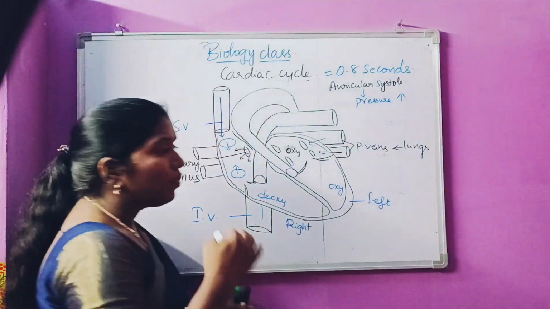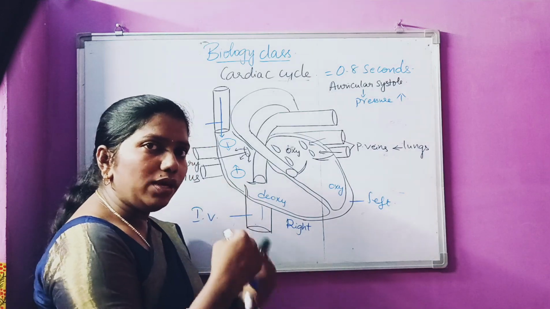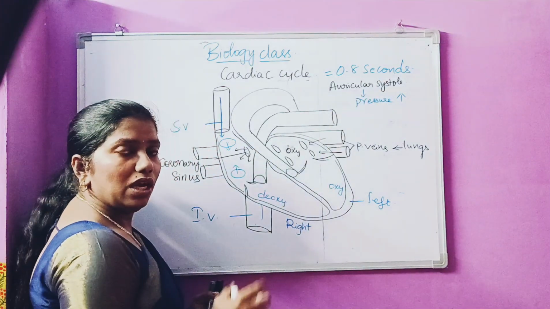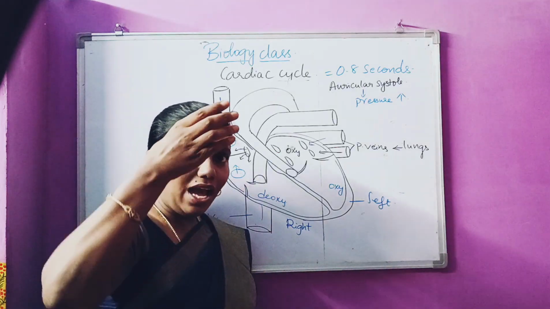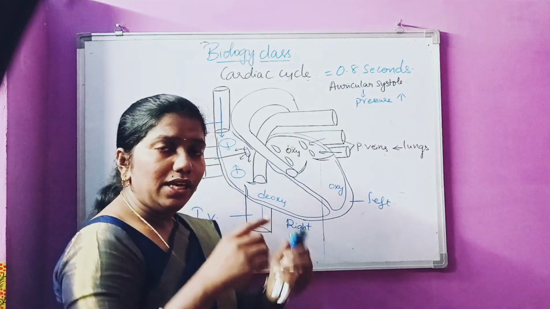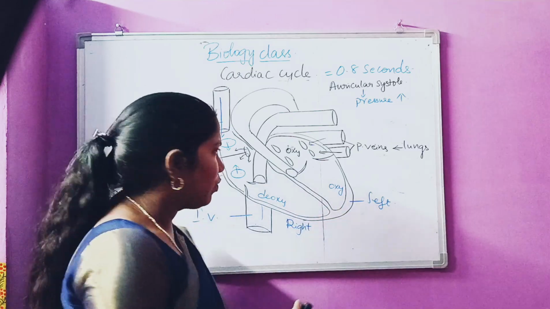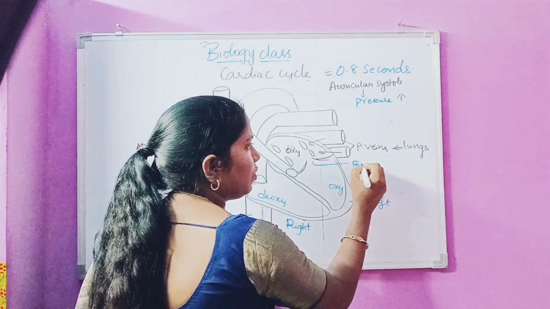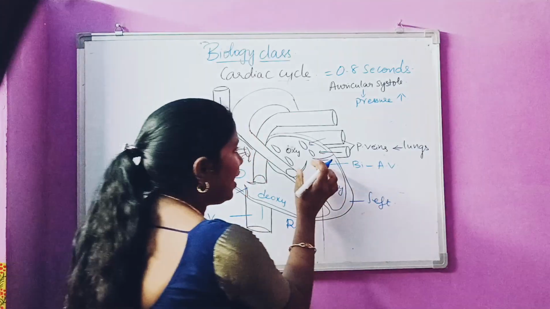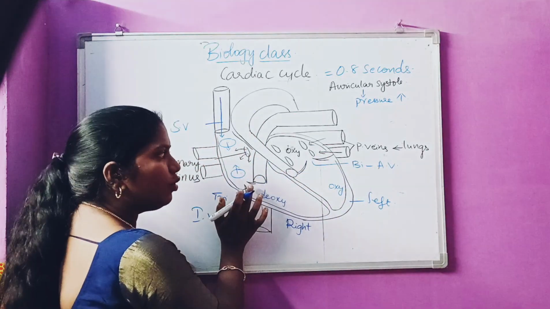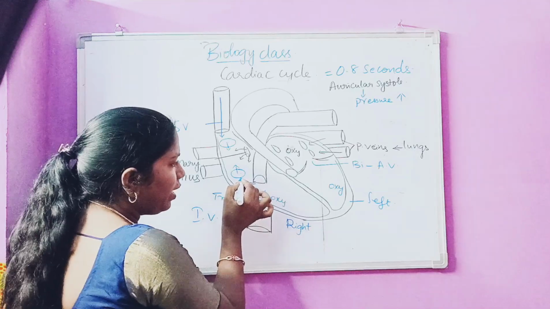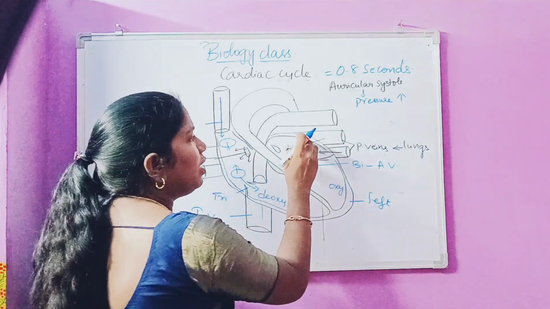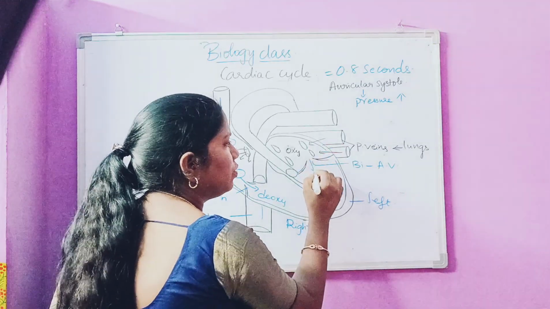Pressure increases. As the pressure increases, what happened? Immediately the auricles start contracting. As the auricles contract, immediately the AV valves, what are the AV valves? Tricuspid valve, bicuspid valve. Both are called AV valves. They get opened like this. See, actually I have drawn in an open way. So the blood flows from right auricle to right ventricle. From the left auricle to left ventricle, the blood moves.